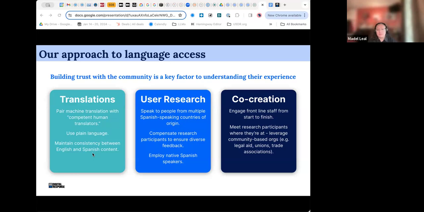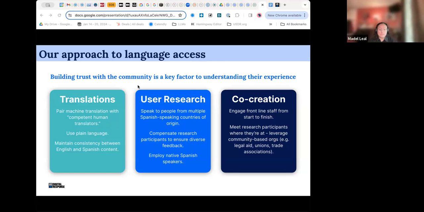The use of plain language is something that was discussed earlier by Shiv and his team. In our translations, we try to prioritize the use of plain language. We found that clear and straightforward language enhances comprehension and accessibility for all users, regardless of their proficiency level. And so by avoiding any jargony or complex terminology, we aim to make information more easily understandable and actionable.